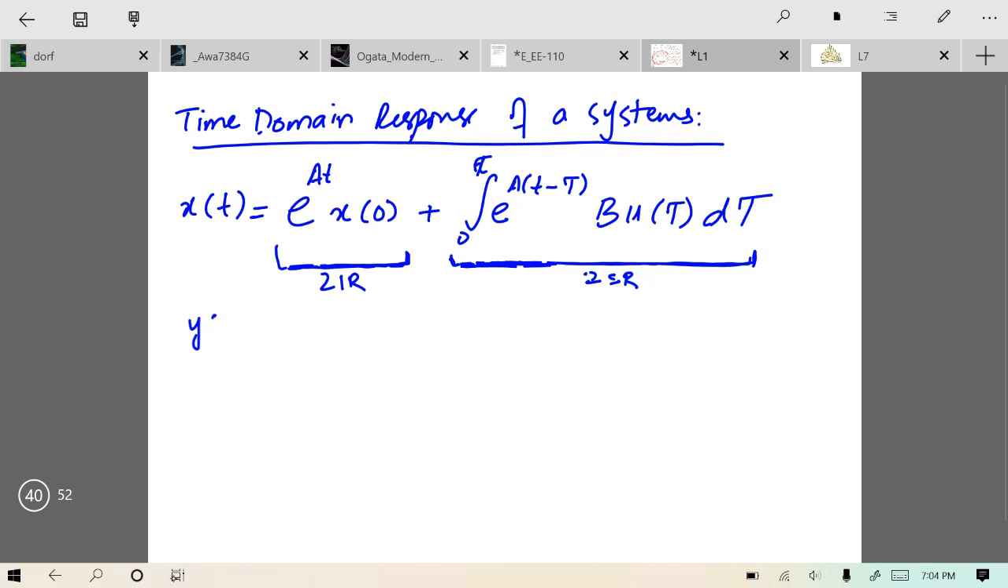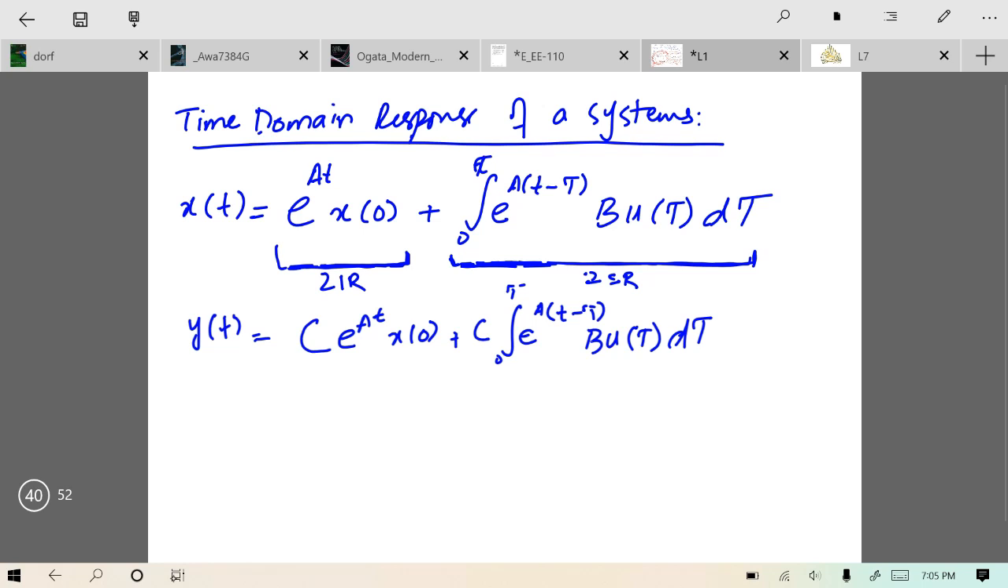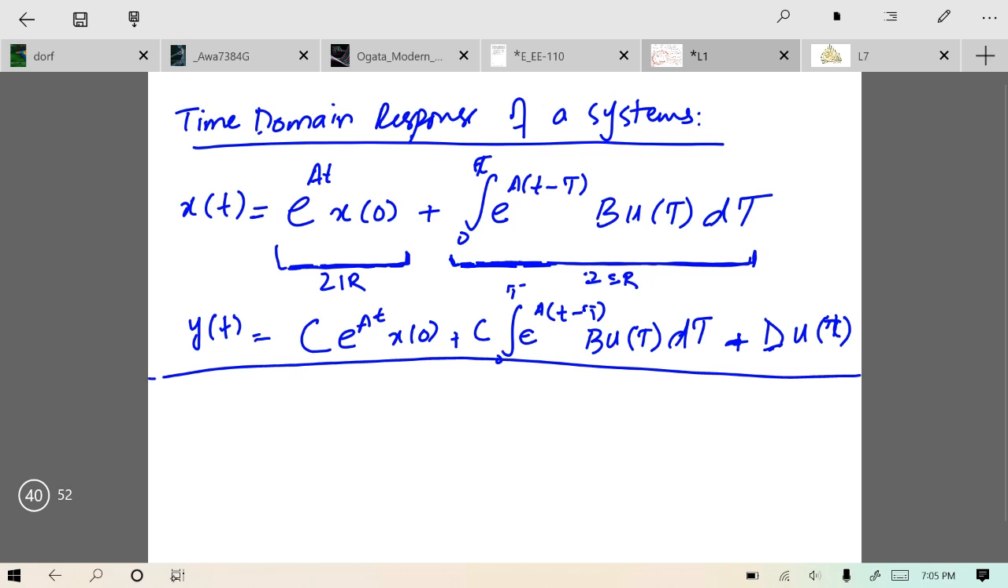Similarly, we can write y of t as c e raised to the power at x of 0 plus c integration 0 to t of e raised to the power a (t minus tau) b u of tau d tau plus d u of t. So this is the time domain response of a system.